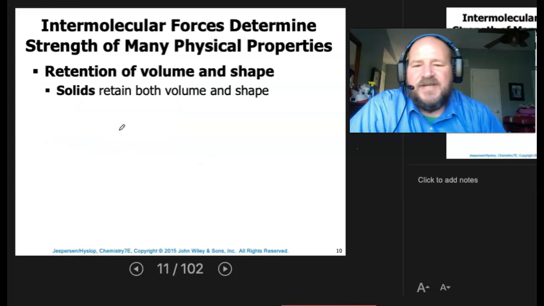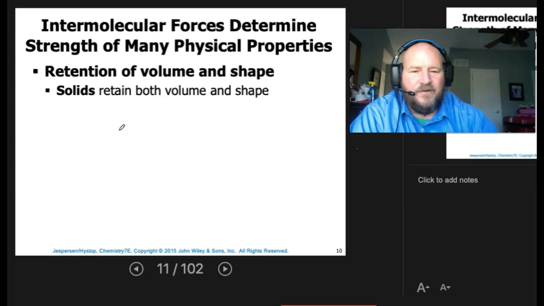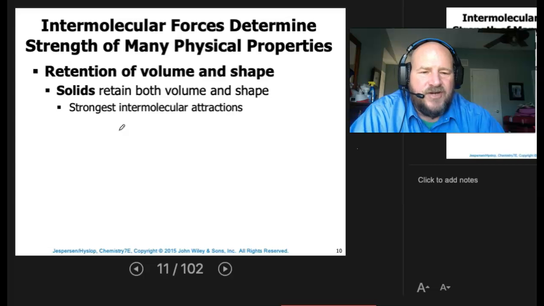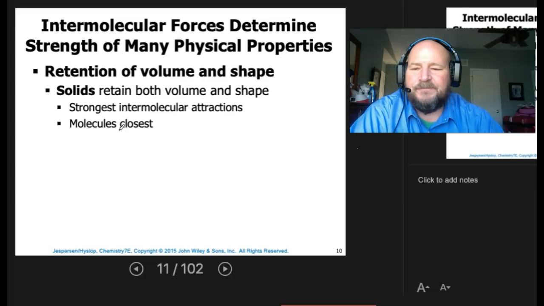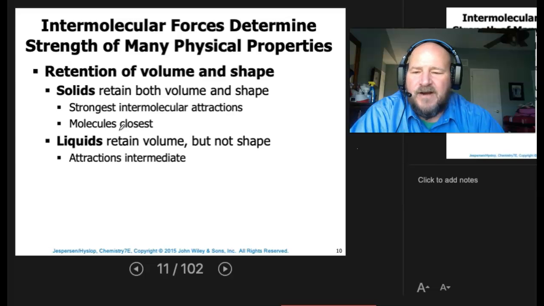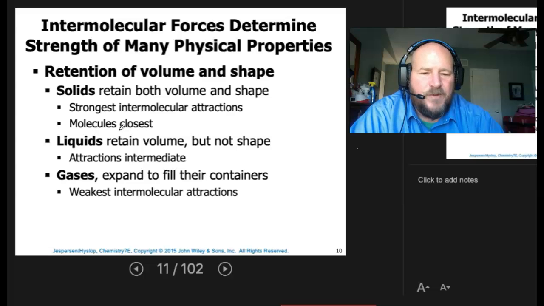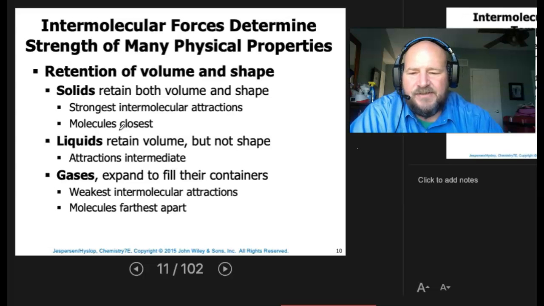All right, so retention of volume and shape. Solids retain both their volume and their shape, right? That's because they have the strongest intermolecular attractions. Here's where our molecules are typically the closest. Now, obviously, you can think of some exceptions like water, where we see an expansion. We've talked a little bit about that already. Liquids retain their volume, but not their shape, so we consider their attractions to be intermediate. And then gases, of course, will expand to fill their containers, so they have the weakest of all of the attractions.